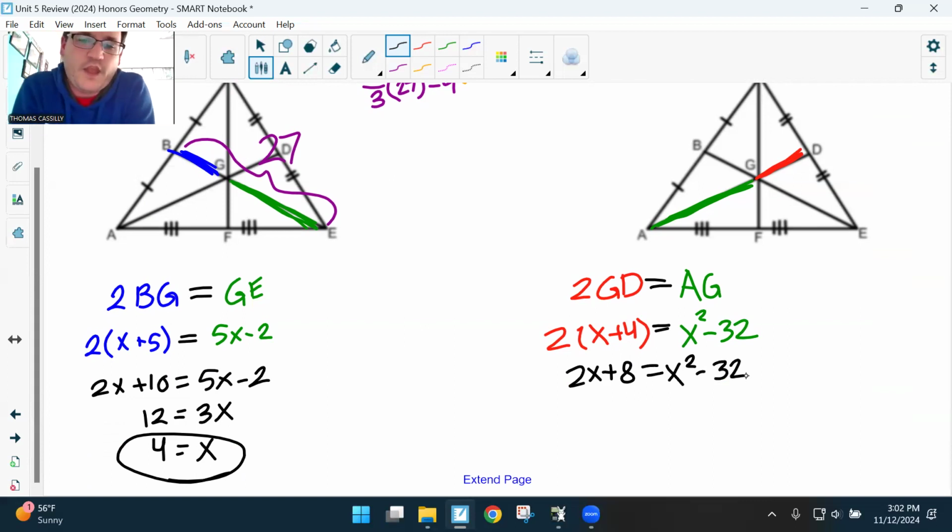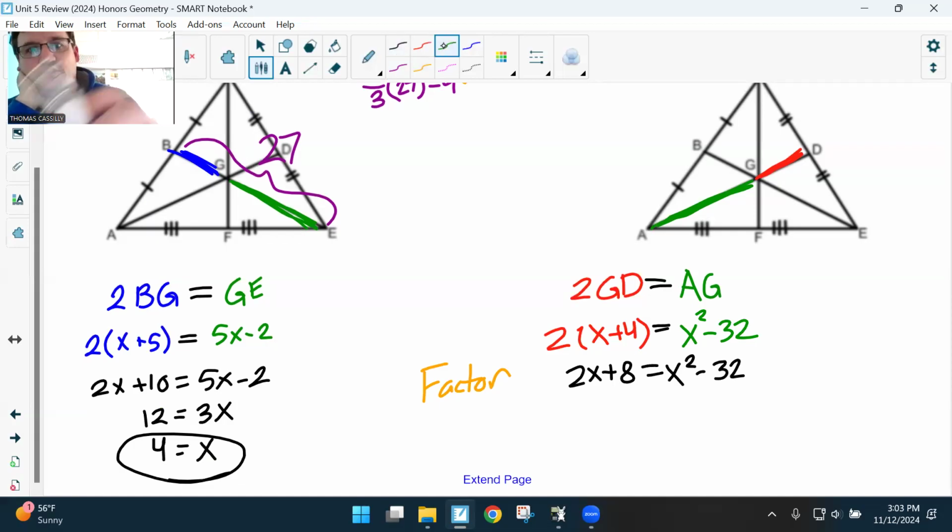Now, I have an x term, I have a number, I have an x squared term. This is a factoring problem, so we need to factor. We haven't done one of these in a while. Move everything to one side. So subtract the 2x, subtract the 8. Then put everything into standard form.